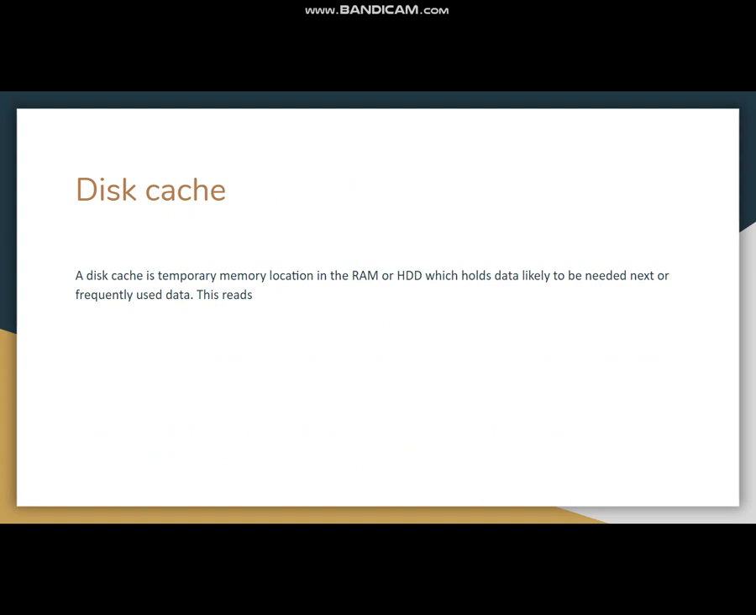Right, disk cache. This is something else that can affect the performance of your hard disk drive. Disk cache is the idea of temporarily using a little bit of memory in the RAM or the hard disk drive itself to hold data likely to be needed next, or data that's frequently used. The idea is that it reduces the length of time it takes to retrieve frequently used data on the hard disk drive, and it helps you to read ahead as well as read behind. So it helps the controller to not have to keep going back to the disk to get that data.